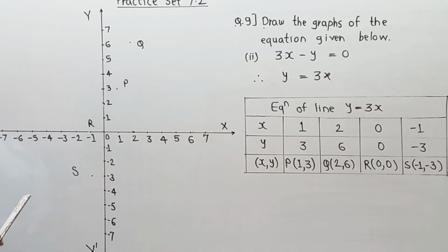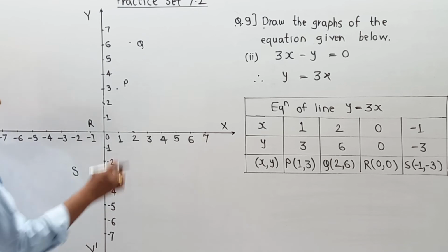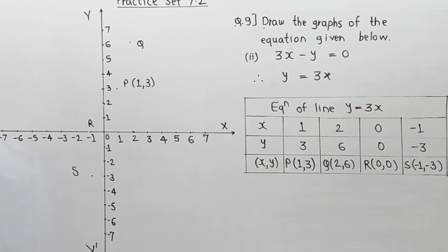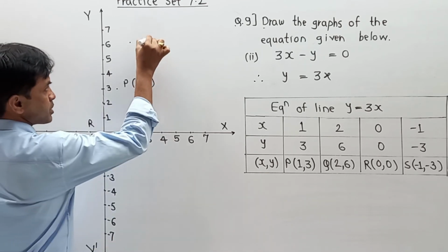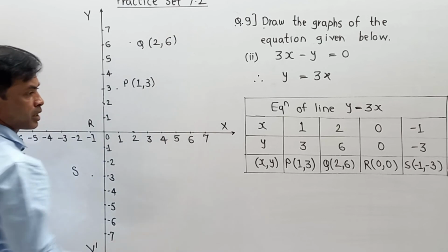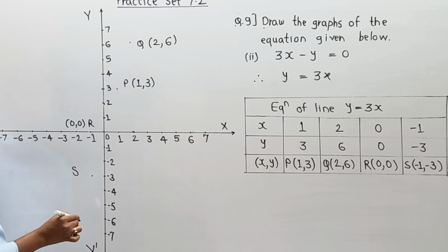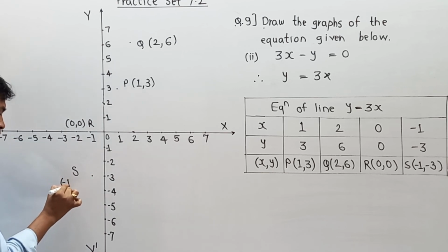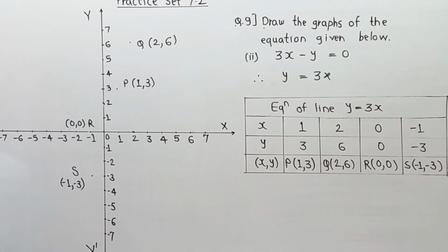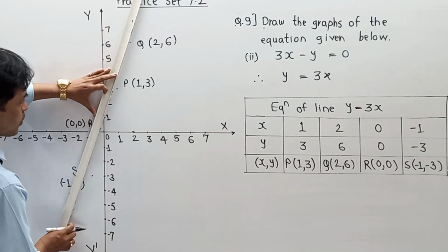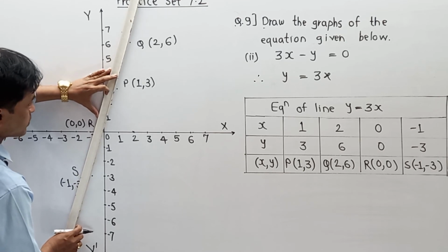Now some more modification. Here P is 1, 3. So I am going to highlight it as 1, 3. Next Q, that is 2, 6. Third is R 0, 0. I am going to highlight it over here. And S is minus 1, minus 3. Now here I am going to draw a line that passes through all these 4 points. Now please pay attention. When you draw this line with your scale, take proper precautions that all 4 points must be included.